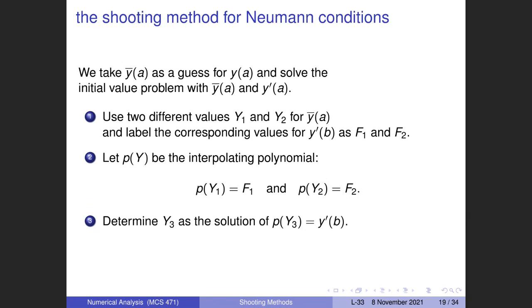So the shooting for Neumann conditions is here summarized again in 3 steps. We will first solve 2 initial value problems, and it's important to work systematically. So we will use symbols F1 and F2 as the values for what we obtain by the end. And then we construct the interpolating polynomial and solve. So it's not a root finding problem, although it is, but you have to subtract the derivative, the desired derivative that you want. All right, so this is the Neumann conditions.